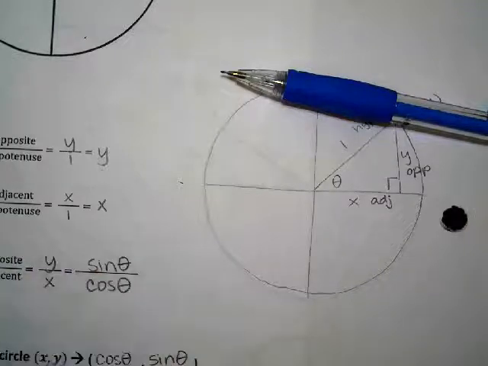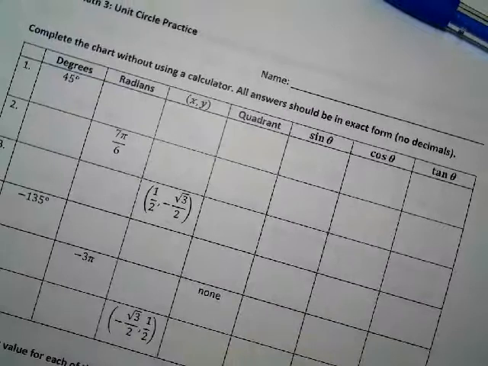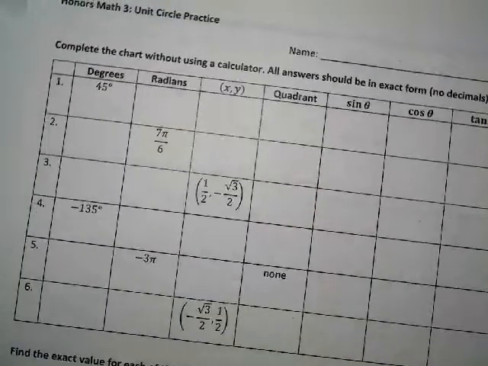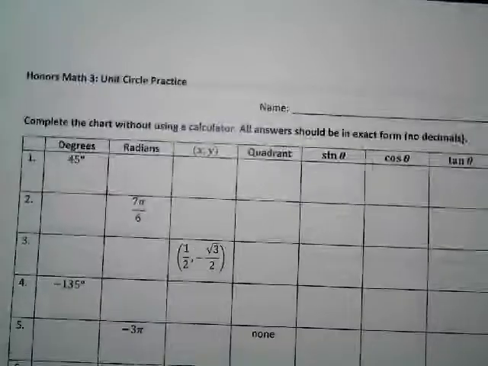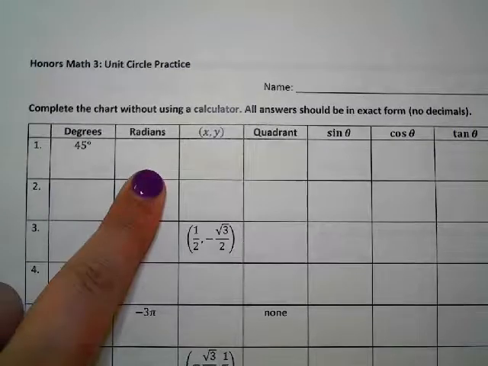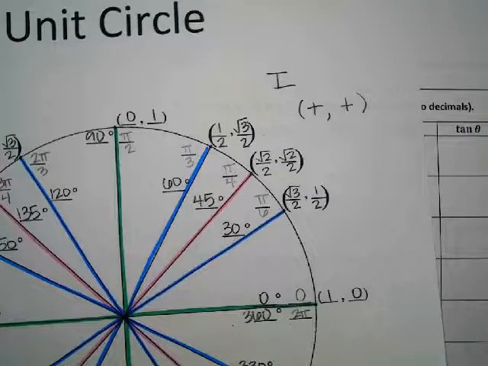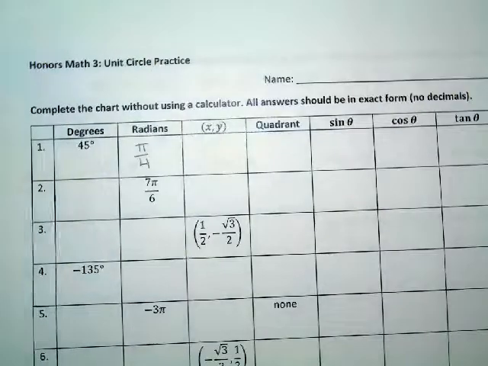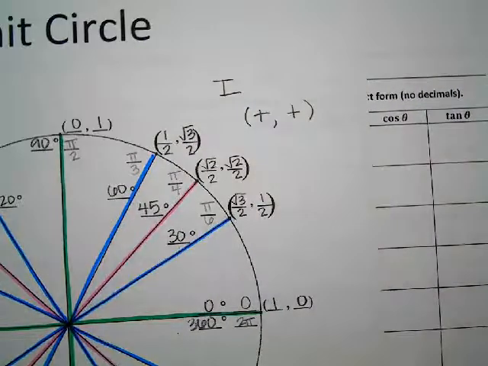All right, let's go ahead and try one of these together, just so you guys do not feel confused. I just want to make sure that you understand all of the instructions. So we've got 45 degrees. How many radians is 45 degrees? Pi over 4, okay. And then what's the x and y coordinate there? Okay, root 2 over 2, root 2 over 2.